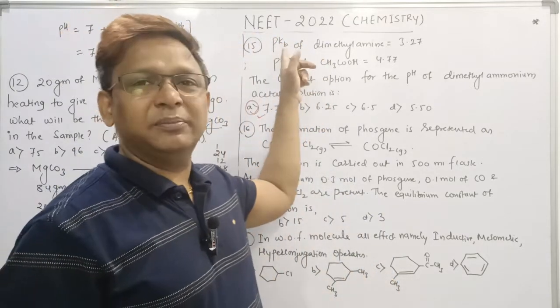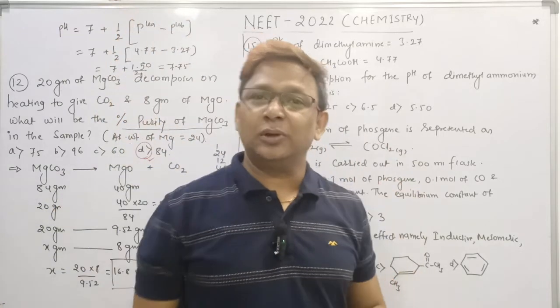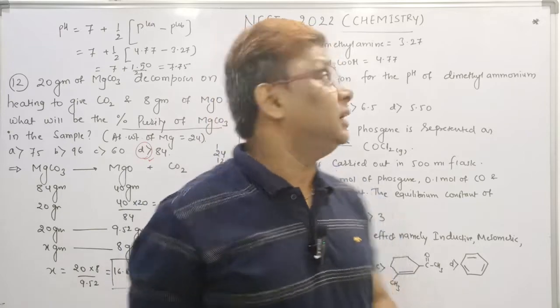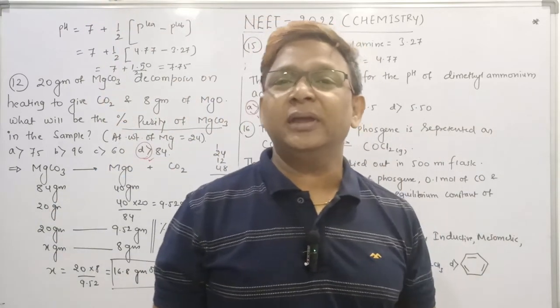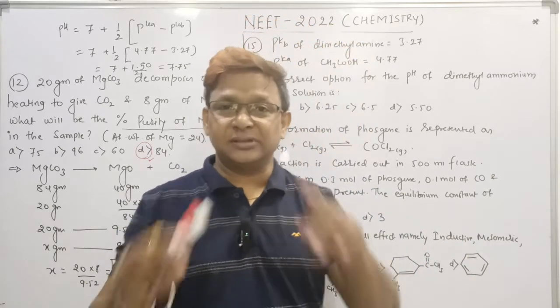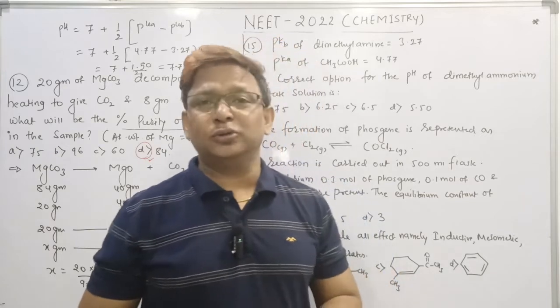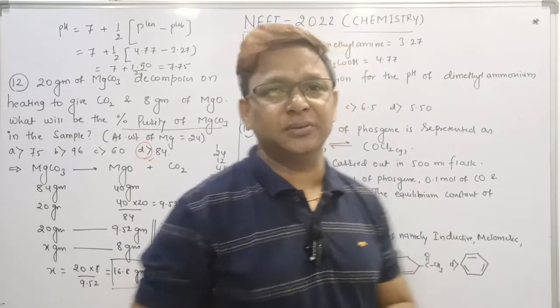See beta, for a weak base and weak acid, the pH formula is there: pH is equal to 7 plus 1 by 2 of pKa minus pKb. With this we will get the pH of a salt formed by a weak acid and weak base. It is there in salt hydrolysis, that table is there. Please go through the table. Definitely every year one question from that table they will ask you.